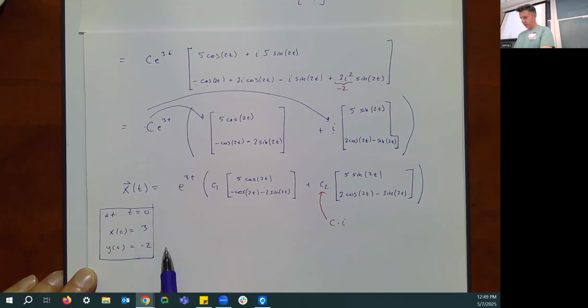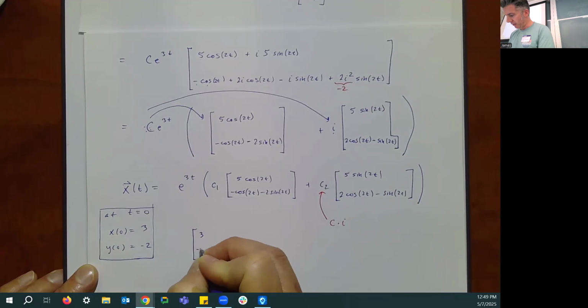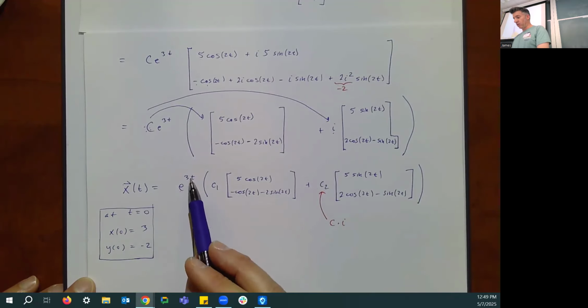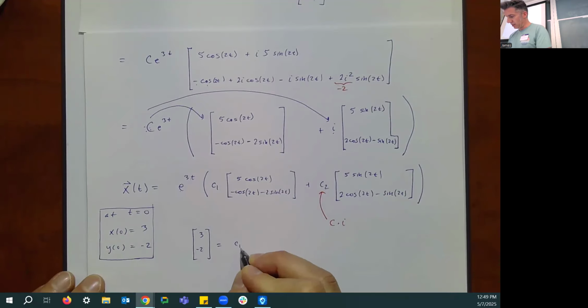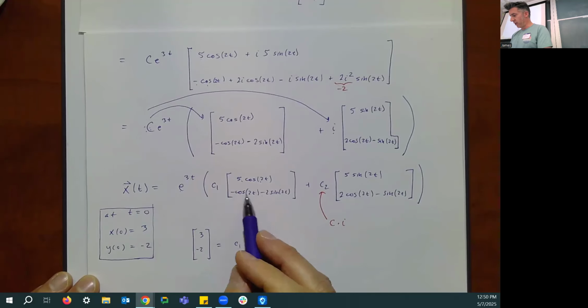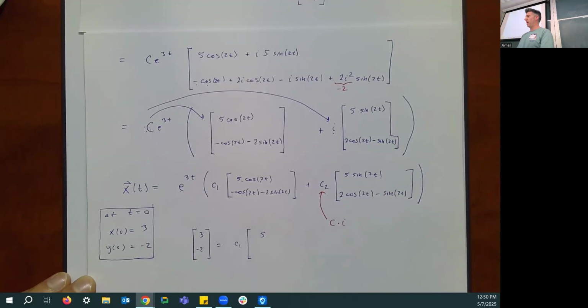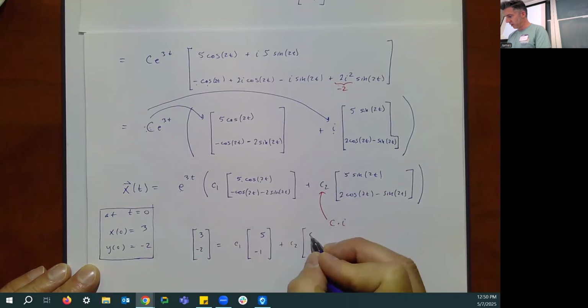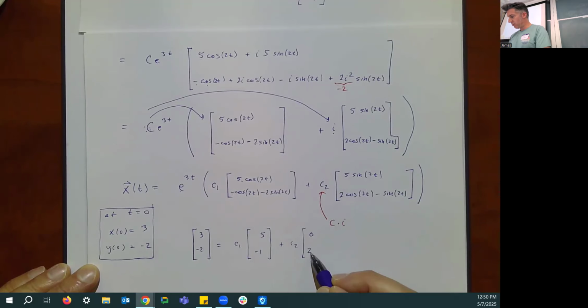So plugging in 0 for t, 3 for x, and -2 for y, we're going to have that 3, -2 is equal to, okay, we're going to be real careful here. On the right-hand side, e to the 0 is 1, so I'm not going to write it. I get C1 times cosine of 0 is 1, so I get 5 there. And in the bottom part, I get -1 minus 0, because cosine of 0 is 1 and sine of 0 is 0. It's probably important to remember that if you're trying to find constants here. Cosine of 0 is always 1, sine of 0 is always 0. So the bottom point there is going to be -1 plus C2 times 5 sine of 0 is 0, and I get 2 cosine of 0 minus sine of 0.